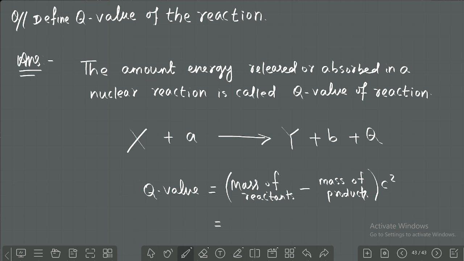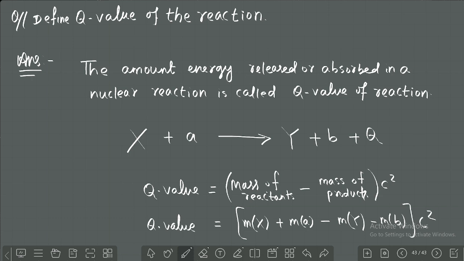What is the mass of reactants? Mass of X plus mass of A, now minus mass of Y, then minus mass of B, into C square. So this is the Q value of the reaction.